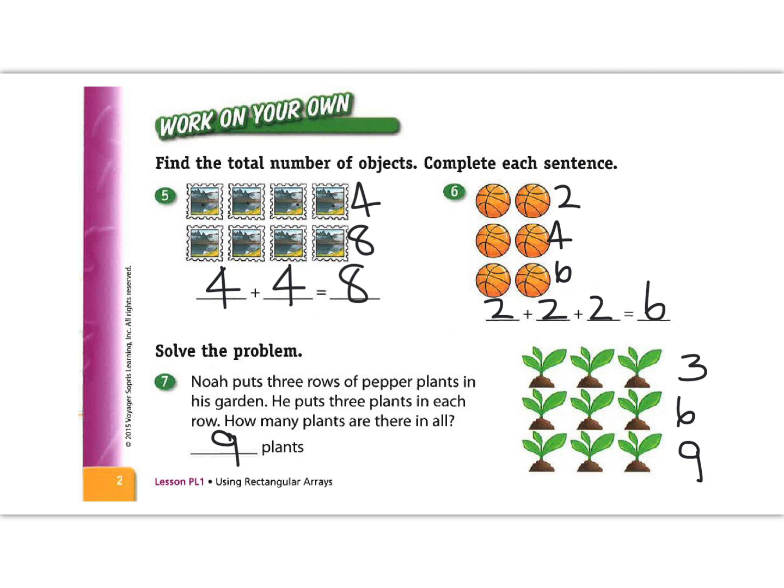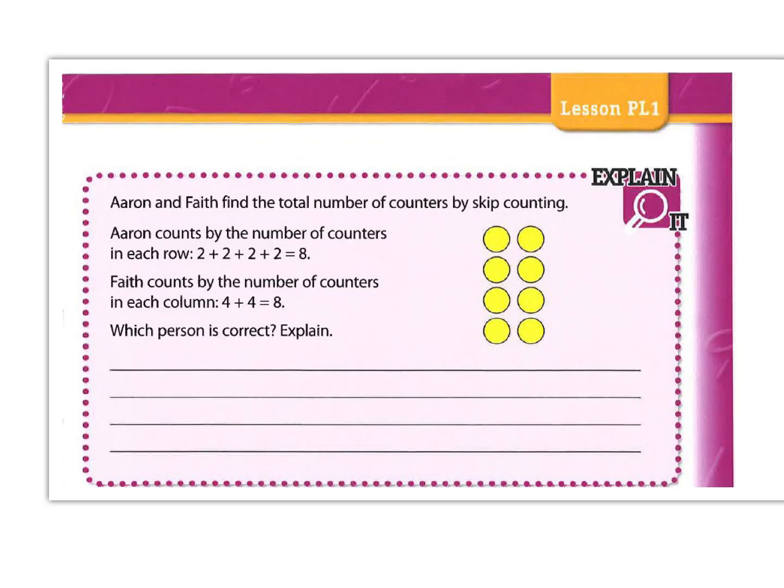All right, so that was the first part of the lesson. And here's the next part. This says, Aaron and Faith find the total number of counters by skip counting. Aaron counts by the number of counters in each row. 2 plus 2 plus 2 plus 2 is 8. Faith counts by the number of counters in each column. So he did rows, 2, 4, 6, 8, and she did columns, 4 plus 4. 4 plus 4 is 8.